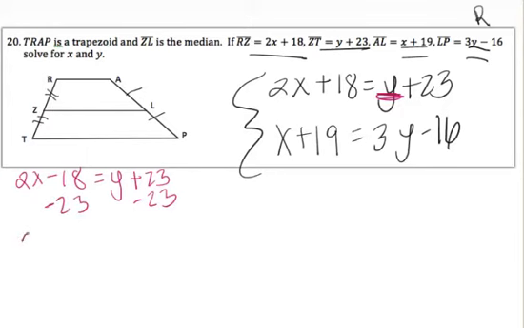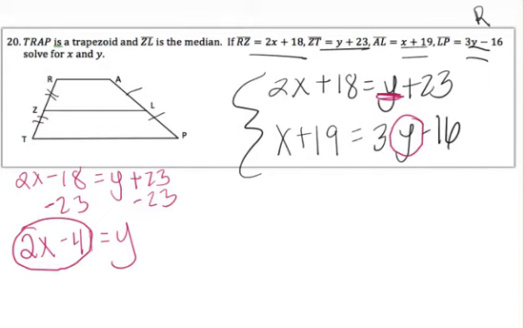And I'm going to get 2x minus 41 equals y. So this equation is now set for y. So instead of putting this y here, I'm going to actually put 2x minus 41. So let's go ahead and do that. So I got x plus 19 equals 3 multiplied by 2x minus 41 minus 16.